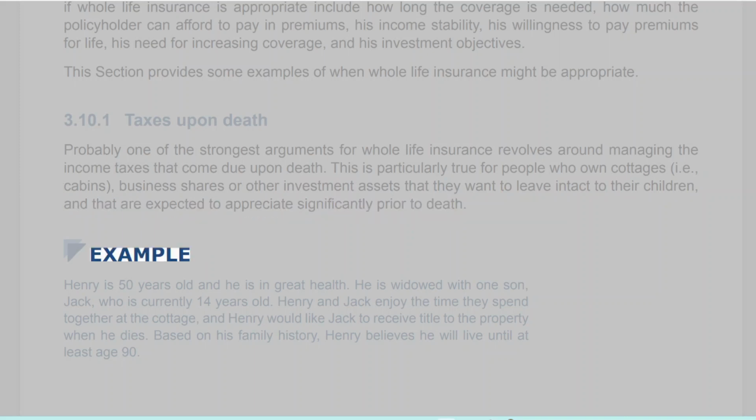Example: Henry is 50 years old and he is in great health. He is widowed with one son, Jack, who is currently 14 years old. Henry and Jack enjoy the time they spend together at the cottage, and Henry would like Jack to receive title to the property when he dies. Based on his family history, Henry believes he will live until at least age 90.